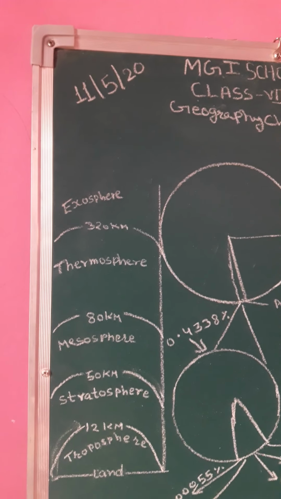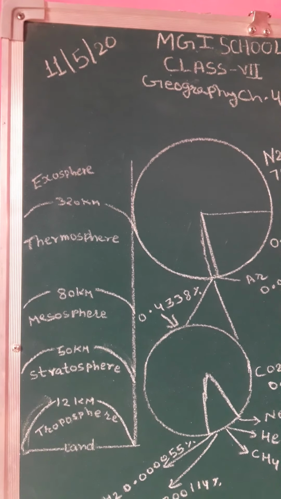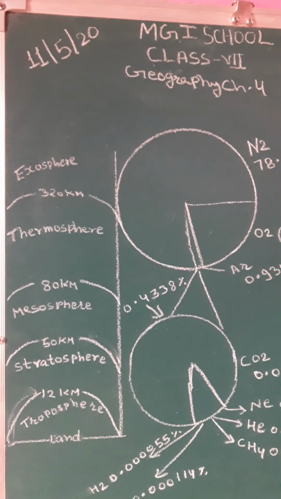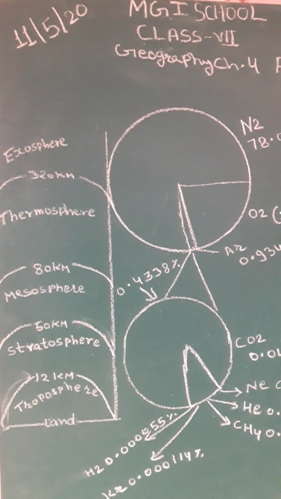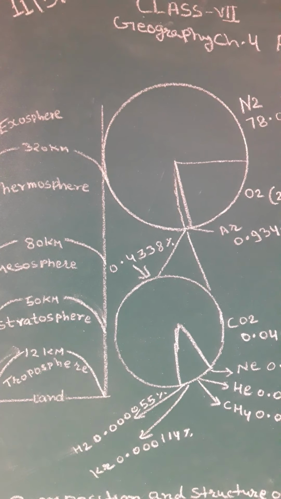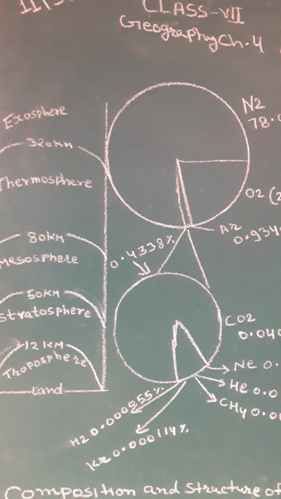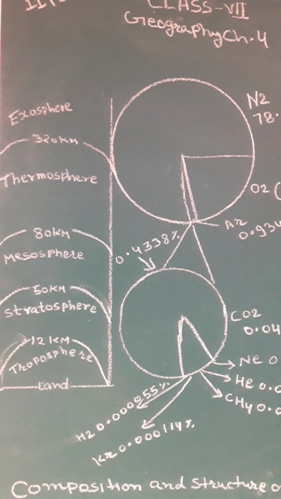Last, exosphere. The exosphere is the top layer of the atmosphere. It goes from 440 miles to 6200 miles above the Earth. This is where most satellites orbit the Earth, though only in the lower parts.